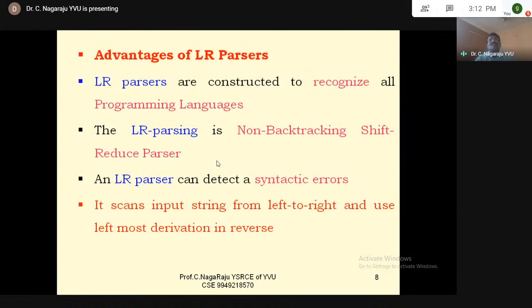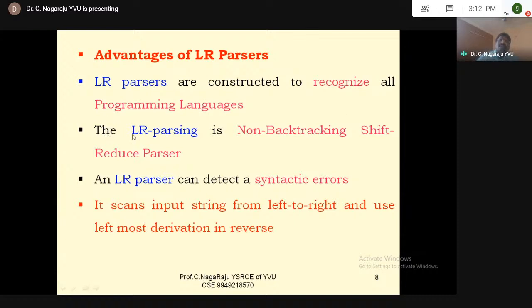What are the advantages of LR parsers? The first advantage is that LR parsers are constructed to recognize all programming languages. So it is better to go for bottom-up approaches, because in programming languages we use procedure-oriented and object-oriented. Procedure-oriented is top-down, object-oriented is bottom-up. That's why nowadays we follow the bottom-up. Bottom-up parsers are very useful for generating any programming language.